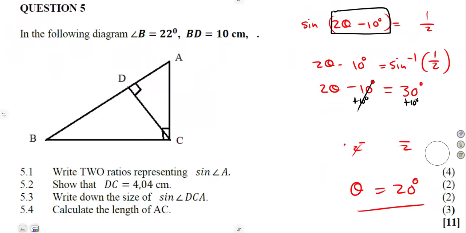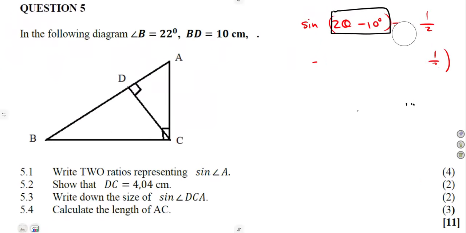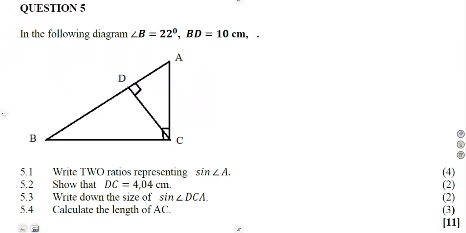All right, question number 5, which is the last part of our question paper. You were given that in the diagram below, angle B is 22 degrees. This is our angle B, 22 degrees. BD is 10 centimeters from B to D. There's a 90 degree here. There is also a 90 degree at C, meaning to say D is also 90 degrees. Remember, angles on a straight line is supposed to give us what? 180 degrees, I mean. So 90 plus 90, that's 180.